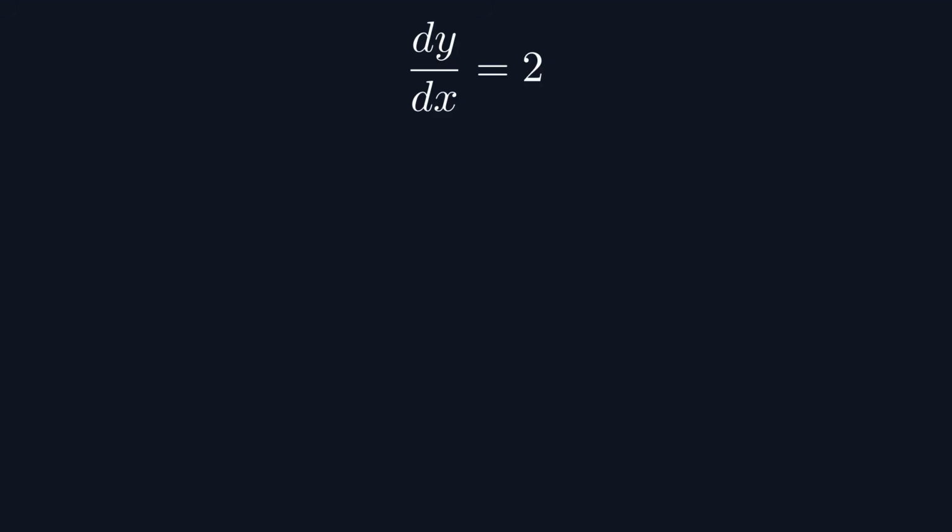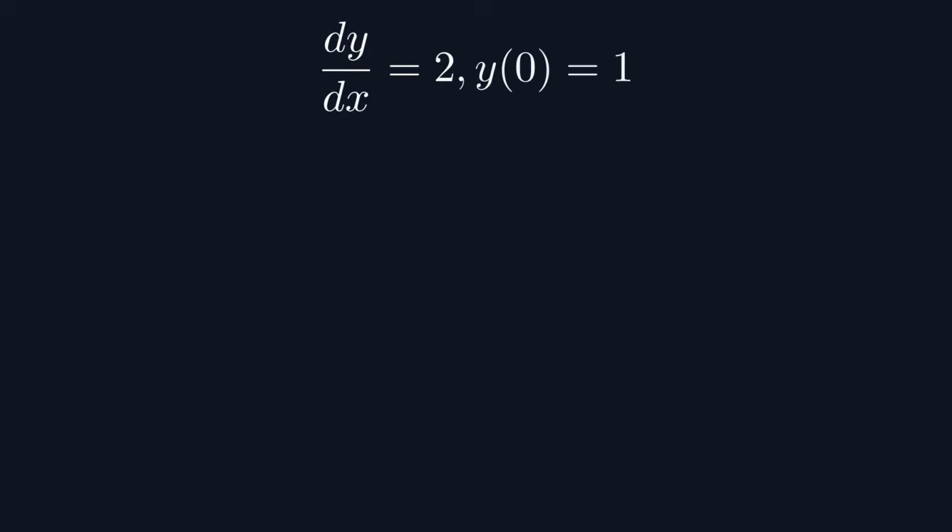We can say that the general solution to dy over dx equals 2 is y equals 2x plus c, where c is some constant. We can impose an initial value condition. Let's say y equals 1 when x equals 0. Now what's the solution? Well, we get the general solution first, then solve for the constant c given initial conditions, which yields c equals 1. Hence, the particular solution to the initial value problem is y equals 2x plus 1.